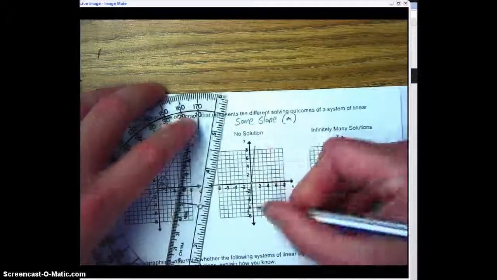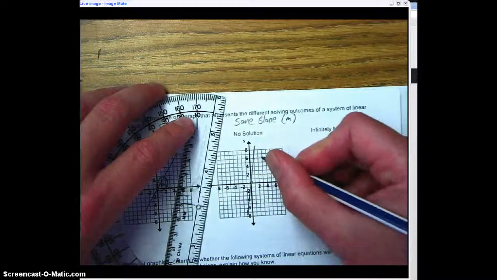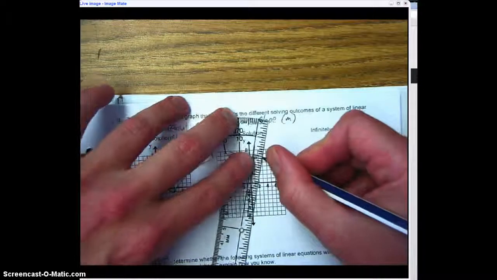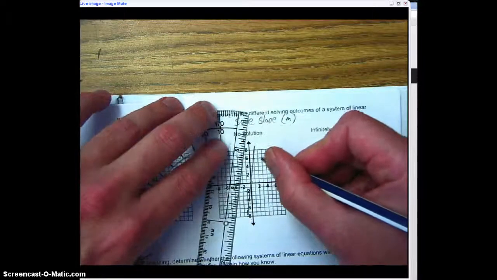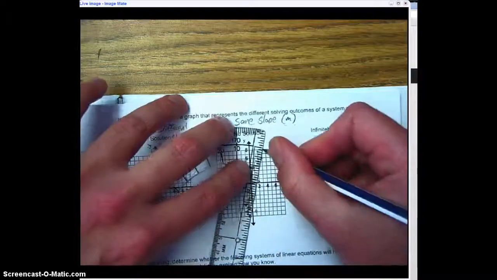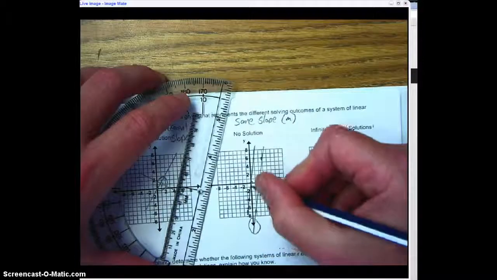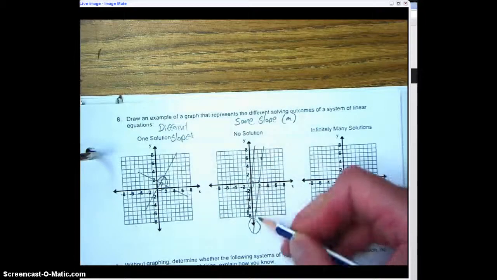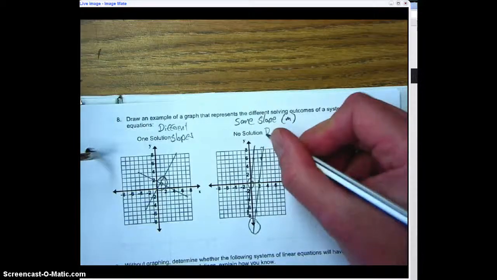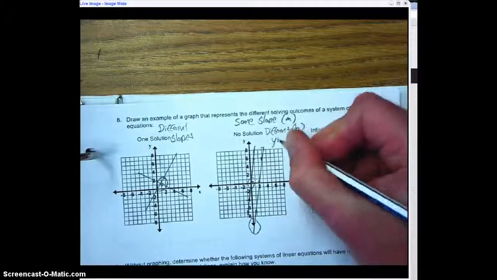But now I want to draw a line that's not going to intersect that. So if I move over 2 and go up here and here, so just move over twice, that line is going to have the same slope, but is it going to have the same y-intercept? No. So the same slope, but a different b, or y-intercept.